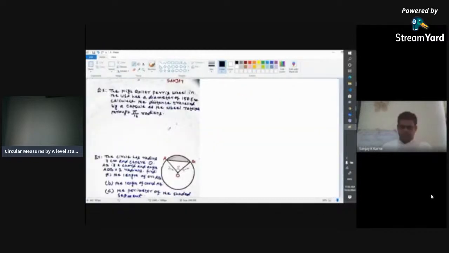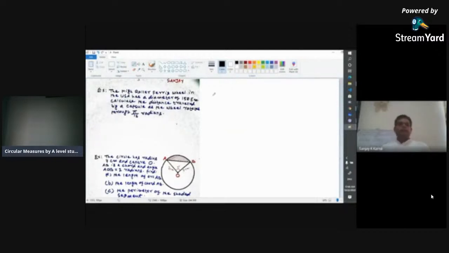Okay, let's go over some of the applied questions here, using the same relation between s, r and theta. This question states that the High Roller Ferris wheel in the USA has a diameter of 158.5 meter. Then we have to calculate the distance traveled by a capsule as the wheel rotates through pi by 6 radian.